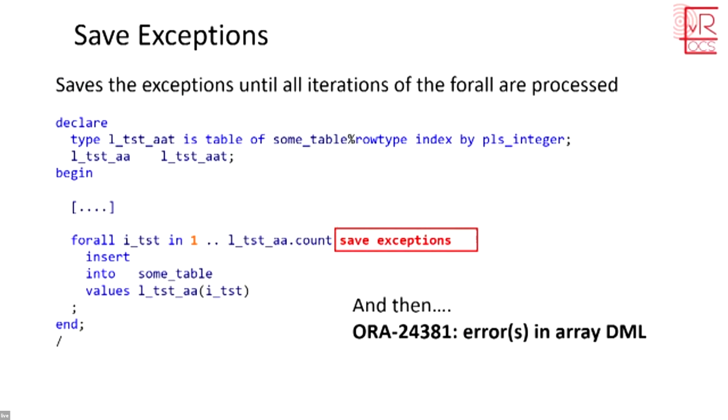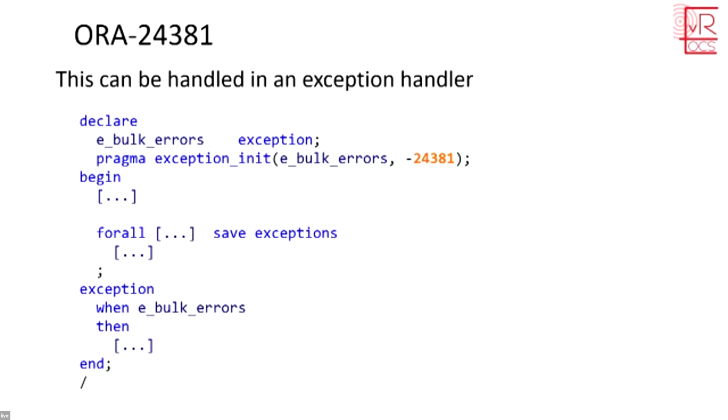And then at the end, if errors did happen, you get this exception, the ORA-24381. And that is what you can handle, that exception. We have an example of that over here. We have a FORALL with SAVE EXCEPTIONS, and we have an exception when e_bulk_errors, which is a custom exception that is linked to this ORA-24381. And then we can handle it.